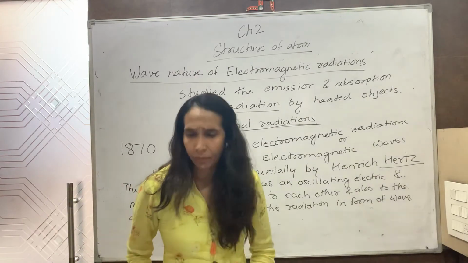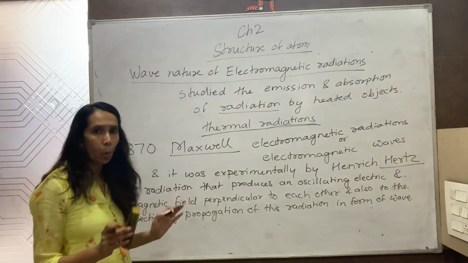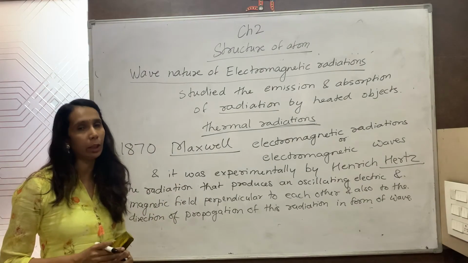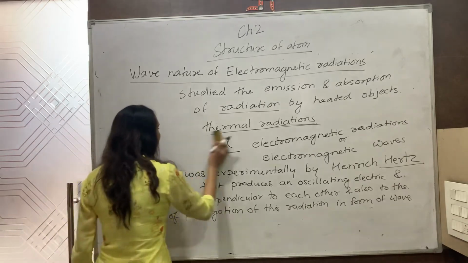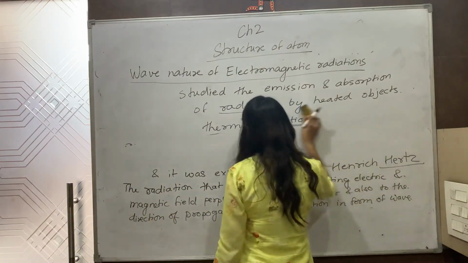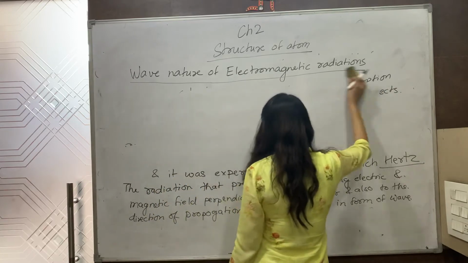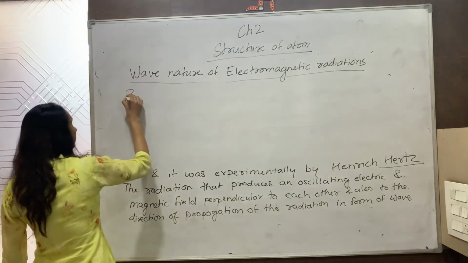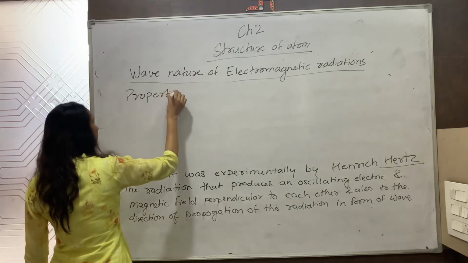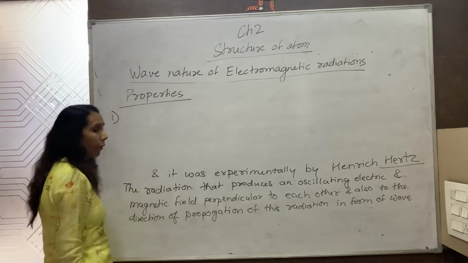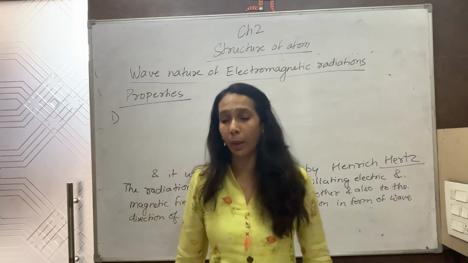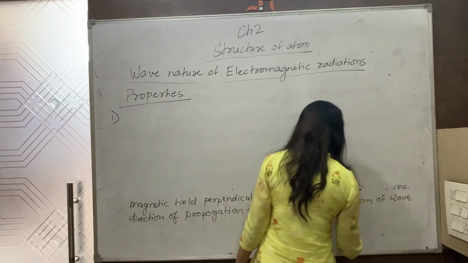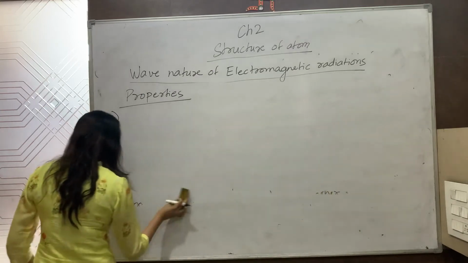Although the study of these electromagnetic radiations is quite complex at this level, we are doing some of the important properties of these electromagnetic radiations. So let us consider the properties of electromagnetic radiations. First, of course, we know that they are associated with an electric and a magnetic field, which are perpendicular to each other and perpendicular to the direction of propagation of wave.